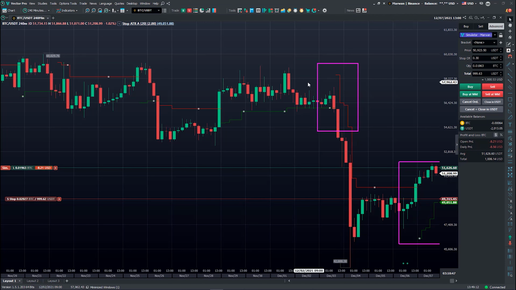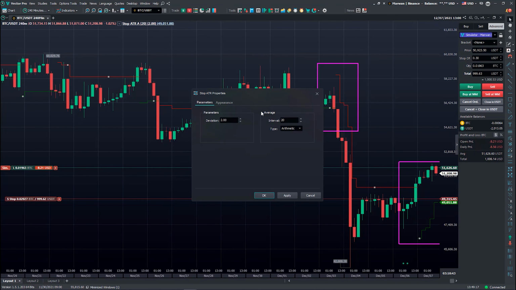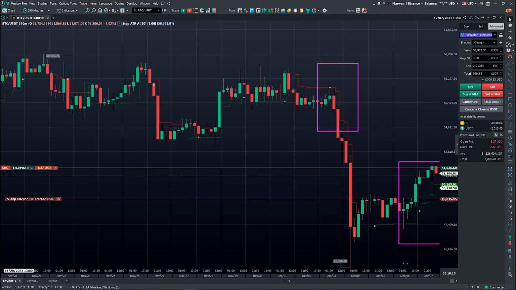In addition, we can customize the indicator to our liking. All we need to do is click directly on the indicator like this, and voila, we have our properties. So here under the Parameters tab, we can make adjustments to how the Stop ATR is calculated. We can modify the calculation of the standard deviation, as well as the time interval and average type, which includes weighted and exponential. Alright, so for demonstrative purposes, let's go ahead and change our standard deviation to 1. Perfect. And now we would go ahead and click Apply and OK.